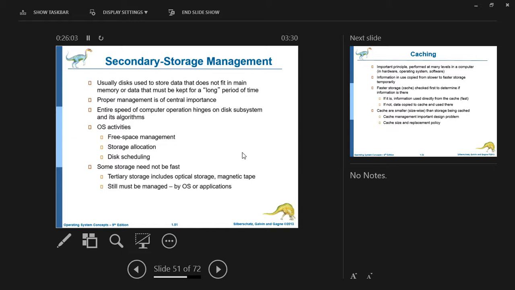So for that, you have, for example, tertiary storage, which includes optical storage and magnetic tape. It still must be managed by the OS or applications because it holds a lot of data. It's a larger size, but smaller in access speed.